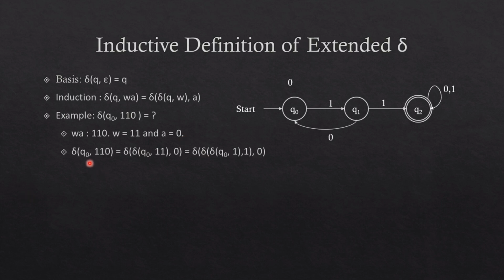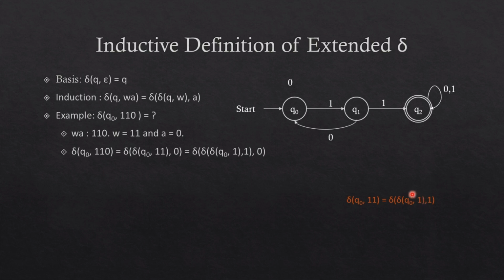To calculate delta hat of Q0 and 110, we have to first calculate the delta hat of Q0 and 11. And then we're going to have to break this part down further. And this is how we're going to do it. So delta hat of Q0 and 11, it's the same structure as this one, right? Where Q is Q0 and WA is 11. Here W is the first one and A is the last symbol, which is also a 1. To calculate this, according to the inductive rule, we first have to calculate delta hat of Q0 and 1.